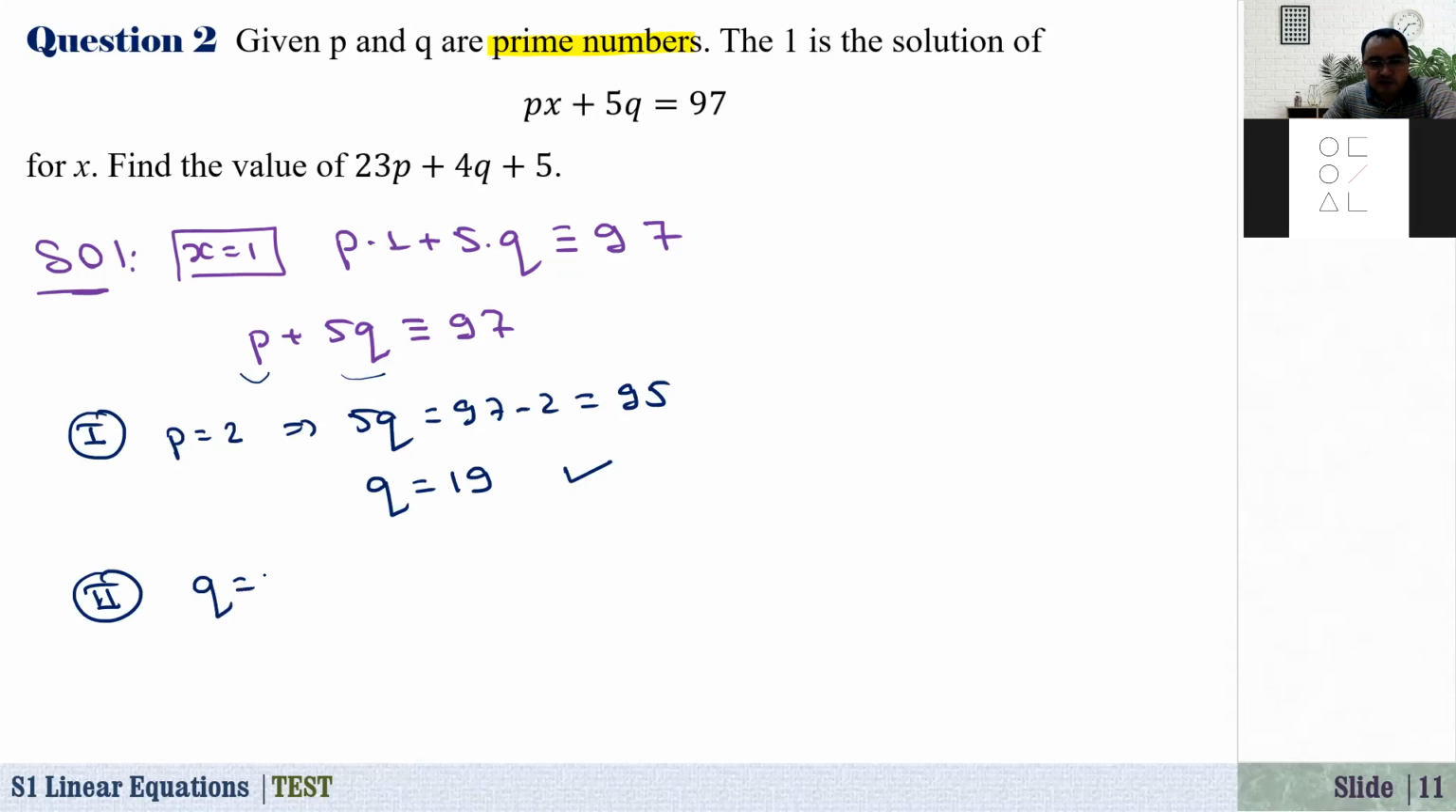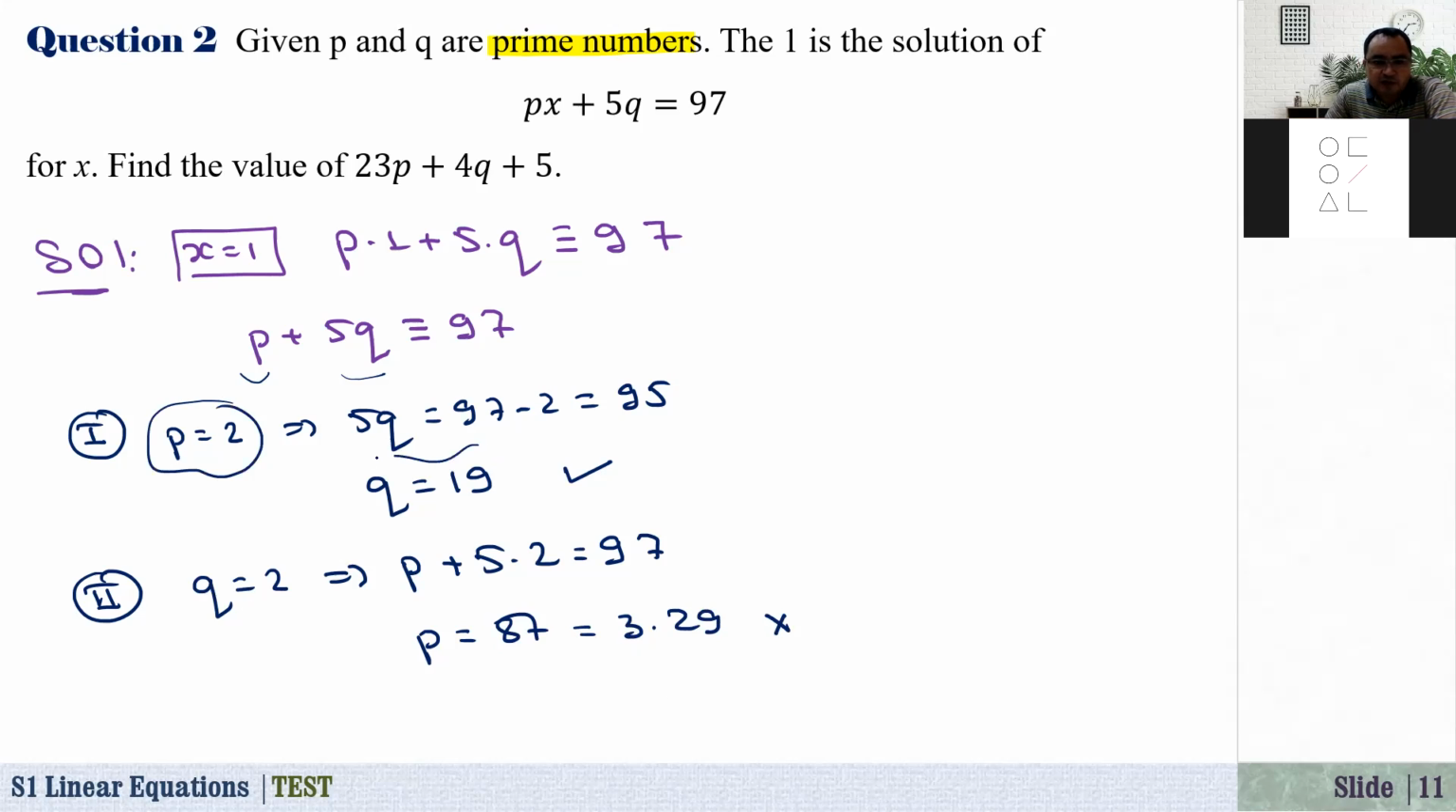If Q is equal to 2, at the time, P plus 5 times 2 equals 97. And P is equal to 97 minus 10. It is 87. And 87 is 3 times 29. It's not a prime number. So actually it does not work. So that means that P must be equal to 2 and Q must be equal to 19.